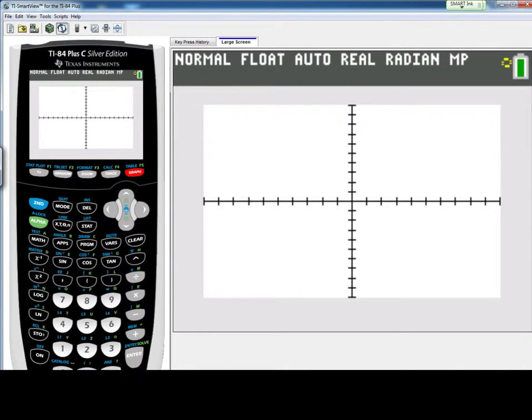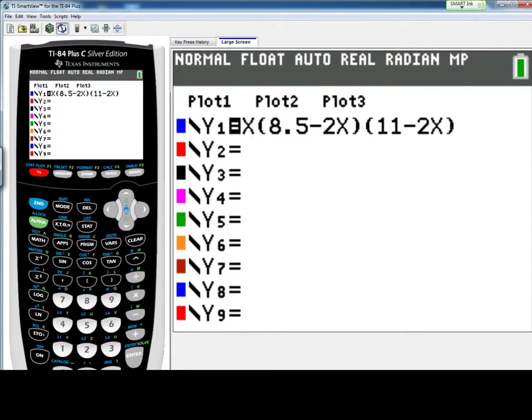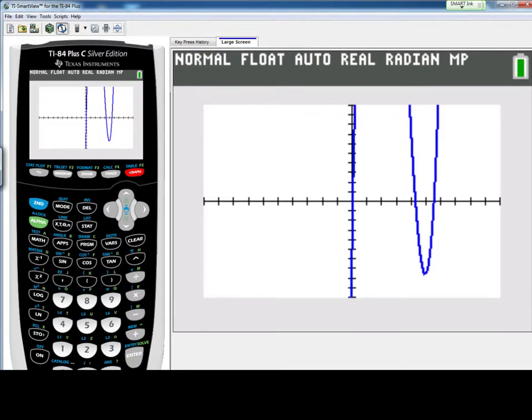There's my graph. Did I do that right? X times 8.5, x, cool beans. So, there's my graph. Cool? Be able to maximize that?